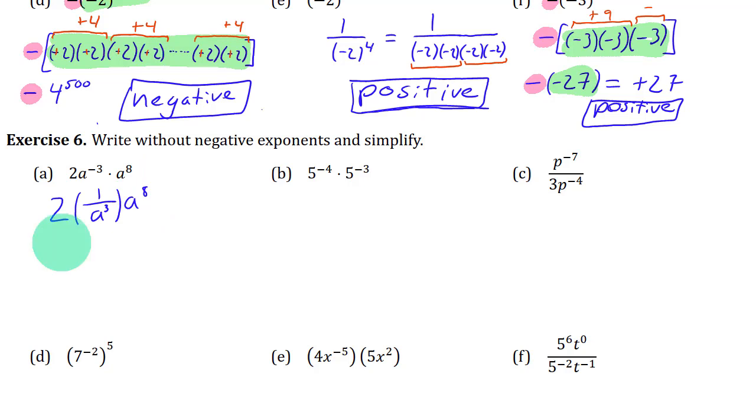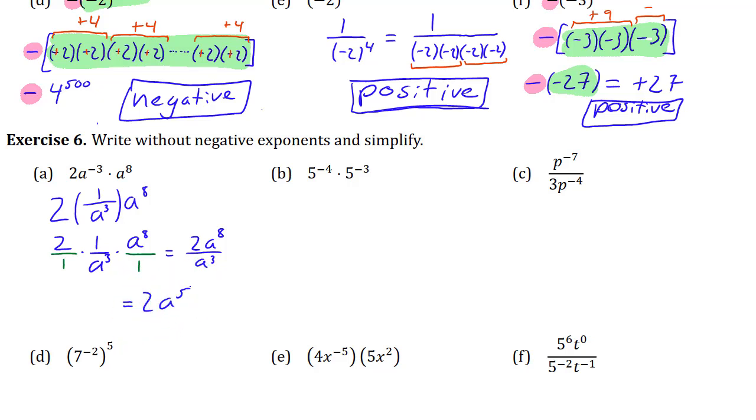And you can think of 2 as just 2 over 1. And a to the 8th, the same way you can think of as a to the 8th divided by 1. Like so. And then you can just multiply them together. So you got 2 times a to the 8th is 2a to the 8th divided by a cubed. And then you can subtract those exponents to get 2a to the 5th.